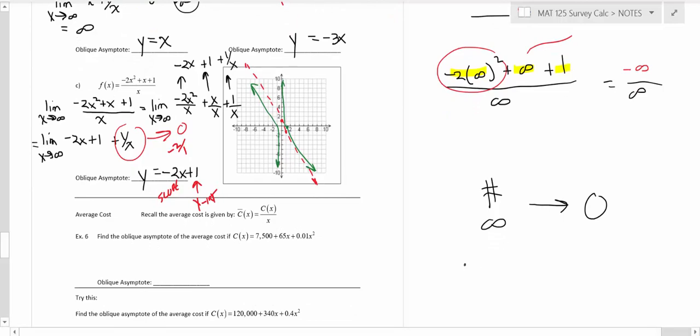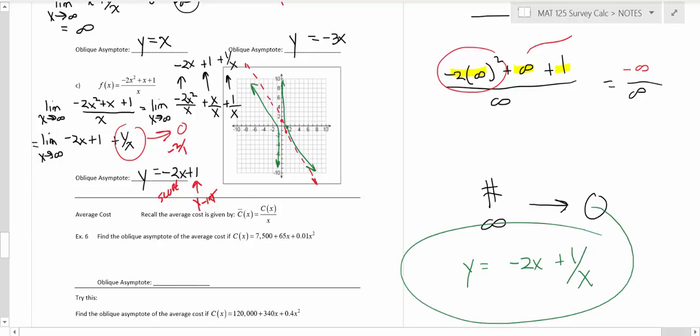So if you had something like y equals -2x plus 1 over x, in your head, tell me what the oblique asymptote is. Y equals -2x, okay, because this thing right here is the one that goes to 0.